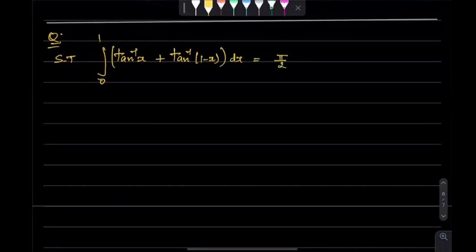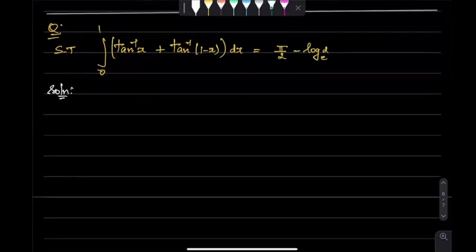Okay, so we'll do this problem now. Show that integral 0 to 1 of tan inverse of x plus tan inverse of 1 minus x dx is equal to pi by 2 minus log 2 base e. Okay. So how do you do this problem?